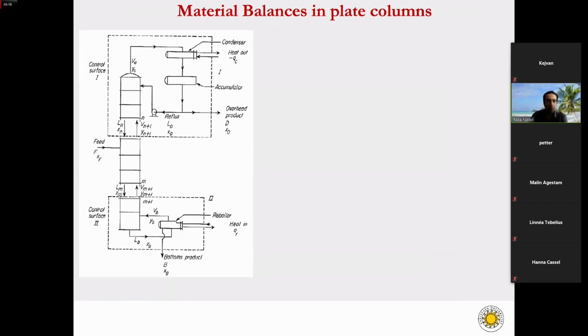Now, how can we perform the material balances in the plate columns? Let's say we have a feed with a flow of F, D is the amount of the distillate, and B is the amount of the bottom product. If we are taking it in terms of the more volatile component, XF will be the mole fraction of the more volatile component in the feed, XD will be the mole fraction of the more volatile component in the distillate or the overhead product, and XB will be the mole fraction of that component in the bottom product.